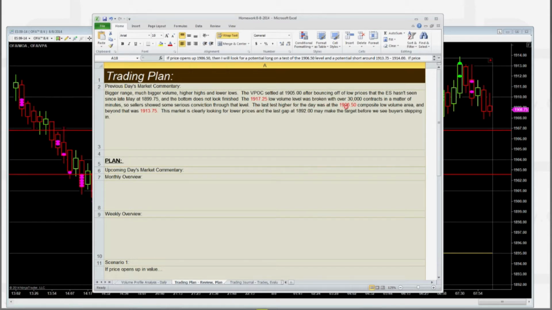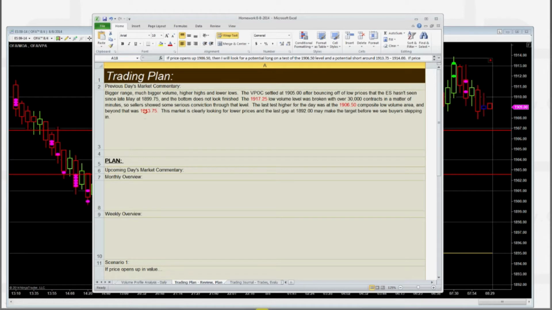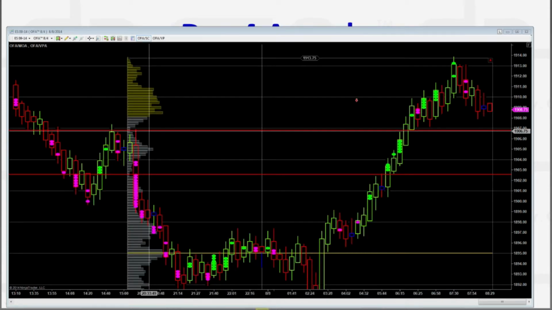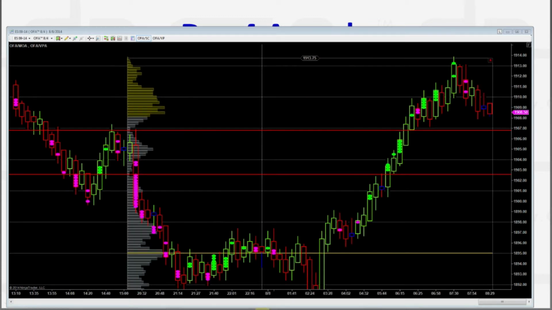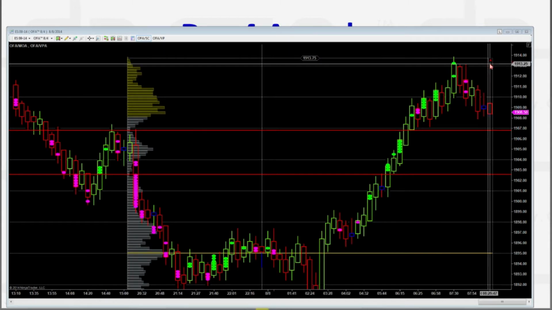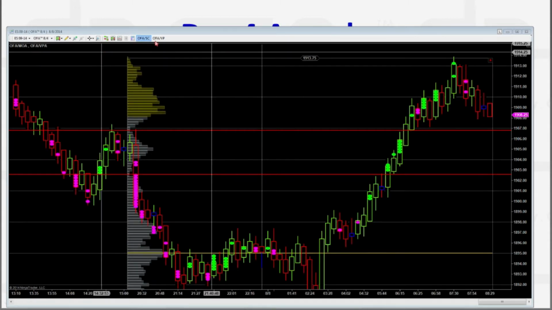The last test high for the day was up at 650, which is close to that 675, 7.25, which is a composite low volume area. And beyond that, the last test high was to 1375. And so that's another place where I'm looking for sellers to come in. And if you look at what's happened so far in the overnight, where does it test up to? Right to 1375.